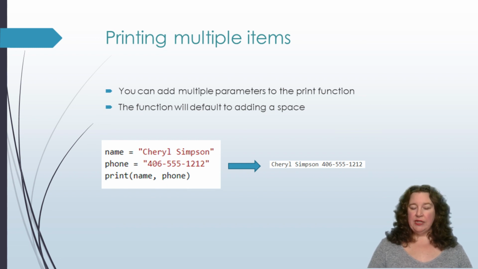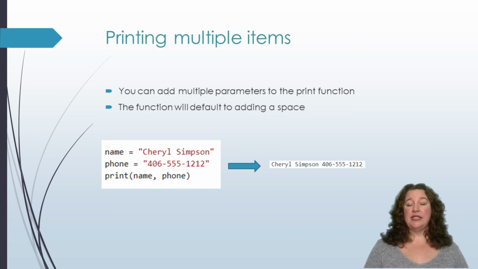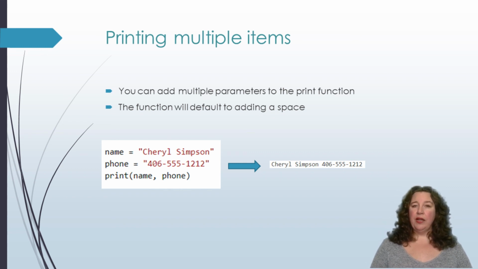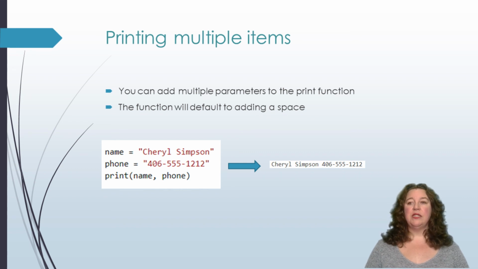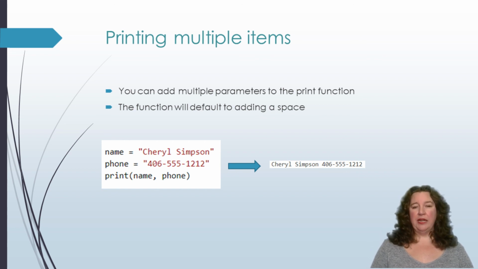When you do a print statement, there is a thing called the separator, and there is a thing called the end character. The separator is what you want to put between multiple successive parameters. In this case, I put name and then phone number. The default separator is a space. So it's going to print Cheryl Simpson with a space and then the phone number. You can change that. We'll talk about how to change that when we get into more printing options, but that is something you can do.